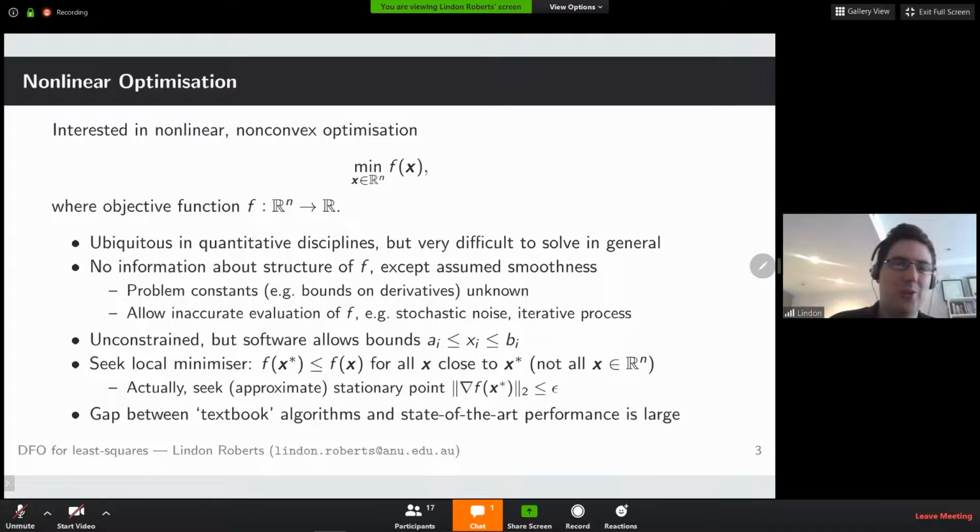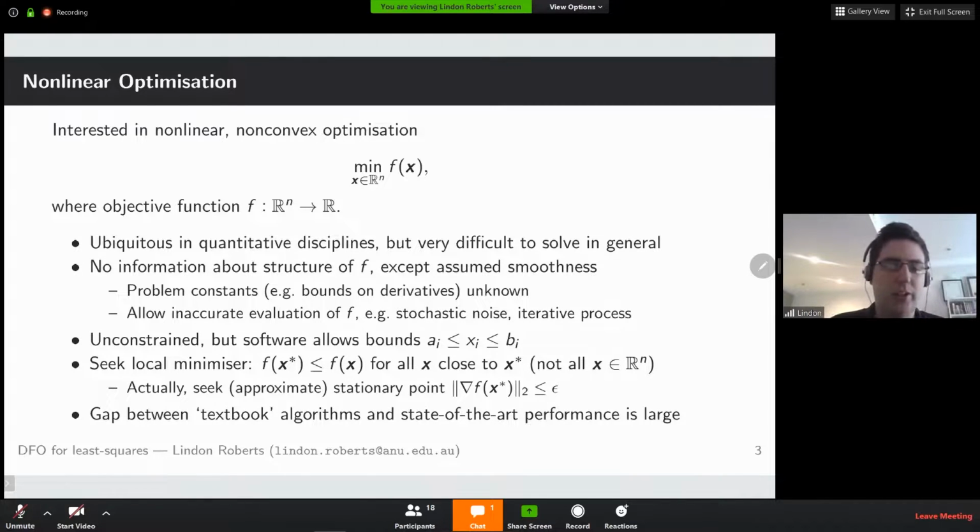Well, in theory, you might want a global minimum. We're only going to maybe be able to get you a local minimum, but actually, realistically, the sorts of algorithms I'm going to be talking about really will only give you an approximate stationary point. So it's a fair bit weaker, but in practice, this is a very commonplace thing that we do, and it seems to work very well in the goal of finding a local minimizer in practice.